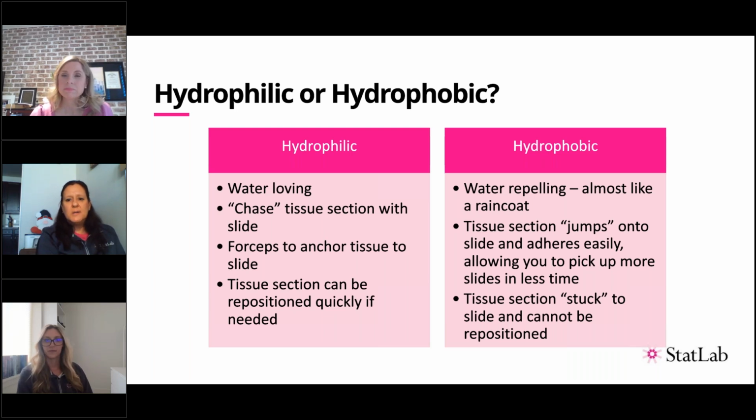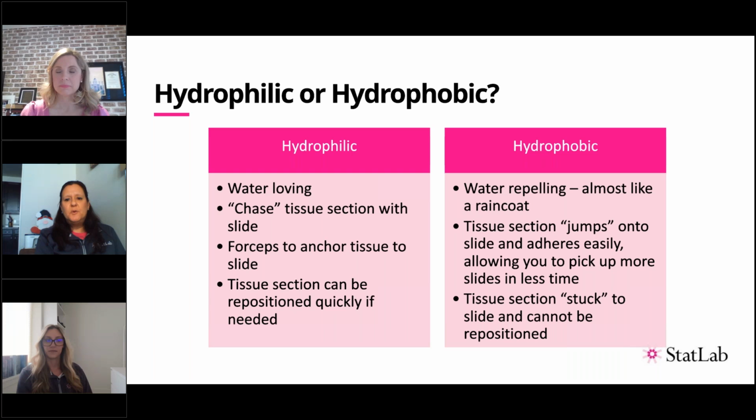With a hydrophobic slide, this is a water repelling slide, almost like a raincoat. So as you place that slide into the water, it's trying to push all the water away from the slide, which means that that tissue section kind of jumps onto that slide and adheres very easily and very quickly. So for a lot of techs, especially with high volume labs, this allows you to pick up more slides in less time. So this may be an option for your lab.